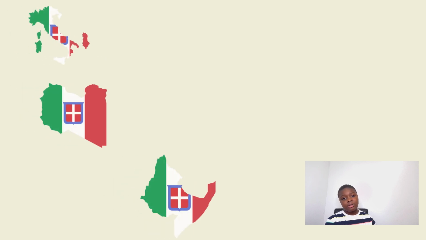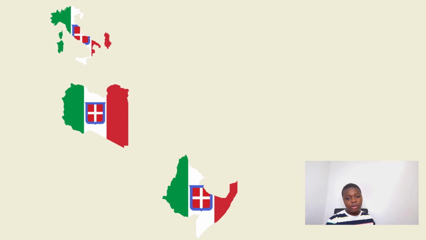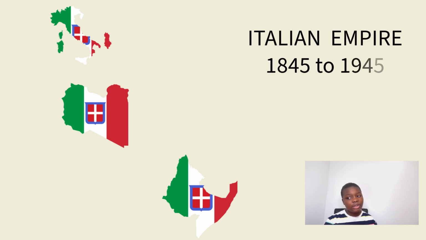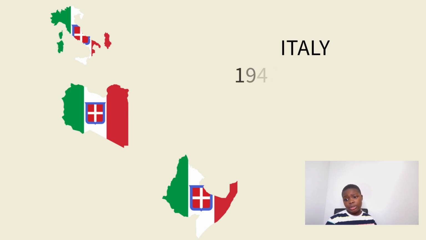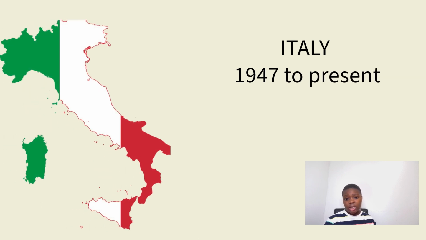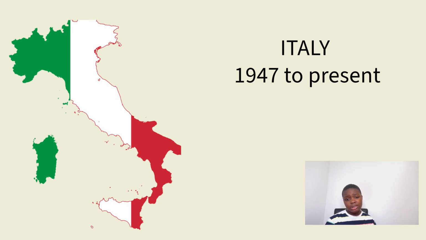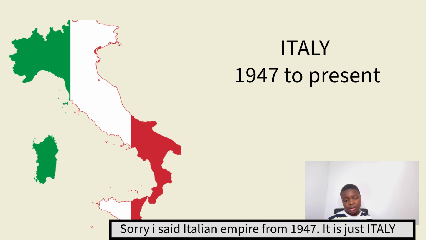Next is Italy. If you watched my first video, you see the reason why I'm doing Italy. 1845 to 1945 was their Italian Empire. They collapsed because they were on the Axis power in World War II. So from 1947 to current is the Italian Empire.